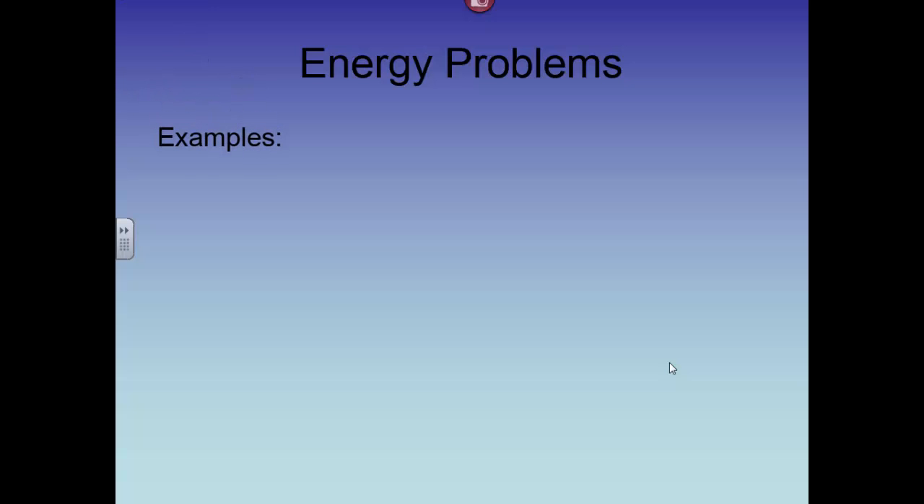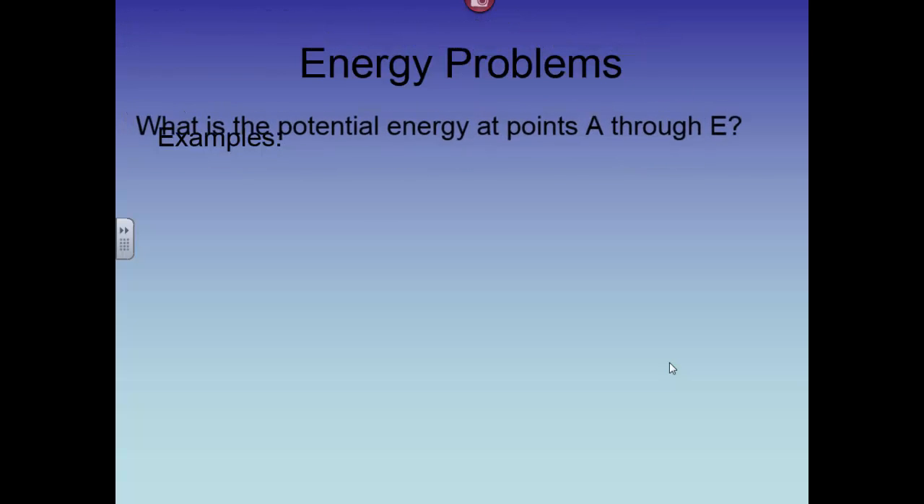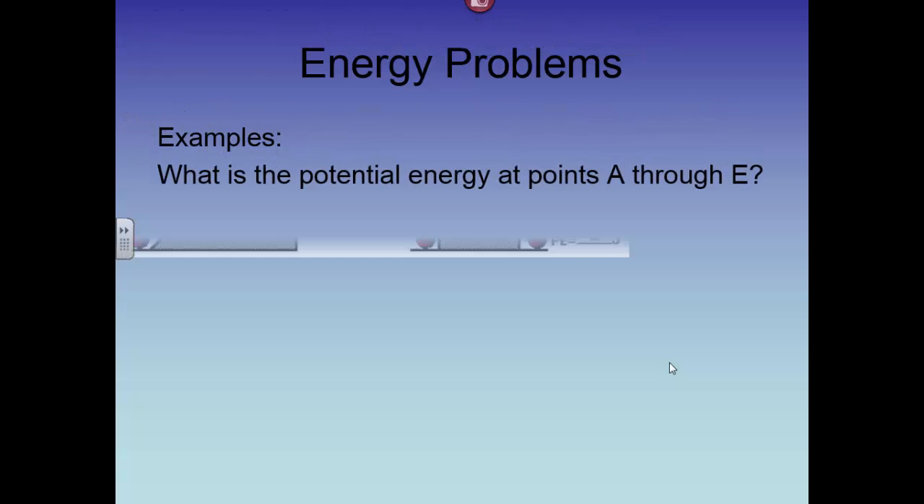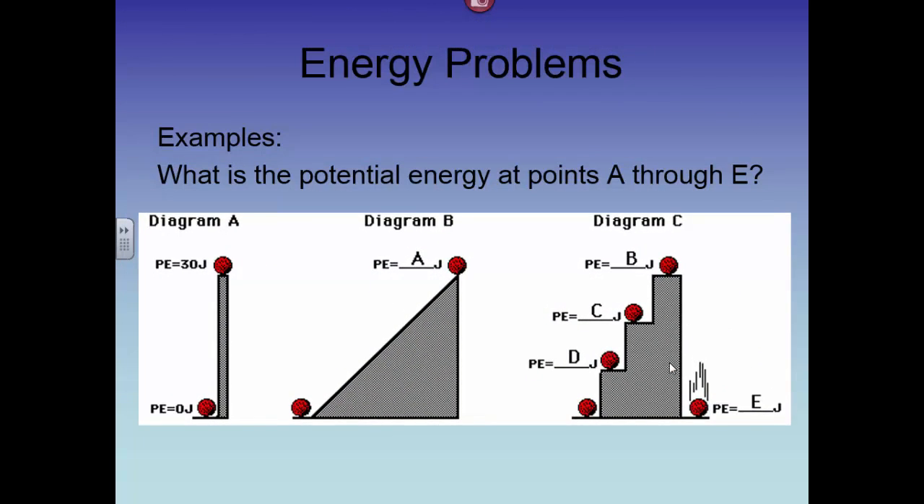Okay, we've been through our 3 big ideas for today. Let's go through a few example problems so you can see what we actually have to do with this information. Here's the first one. It goes with this picture. And the question says, what is the potential energy at points A through E? So there are several questions to answer here.